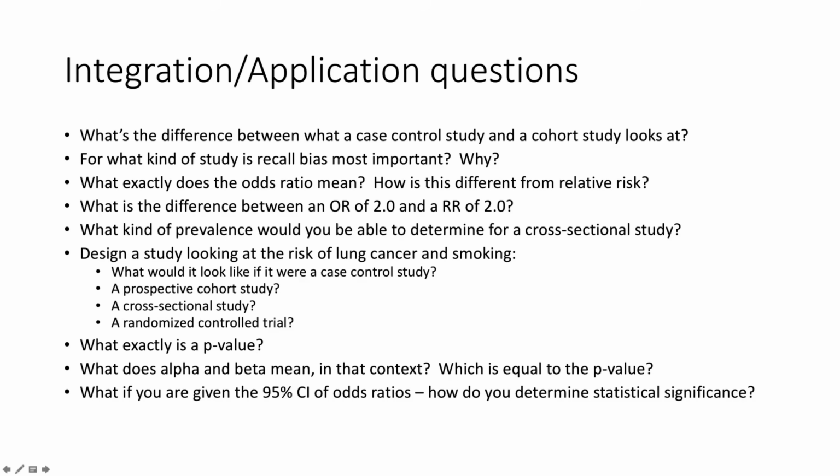So do you understand, what is the difference between a case control study and a cohort study in terms of what they look at? For what kind of studies do you call bias most important and why? Why would that make sense? What exactly does the odds ratio mean? What's the difference between an odds ratio of 2 and a relative risk of 2? Again, if you can explain these questions, it means that you do understand the concepts, at least reasonably well.